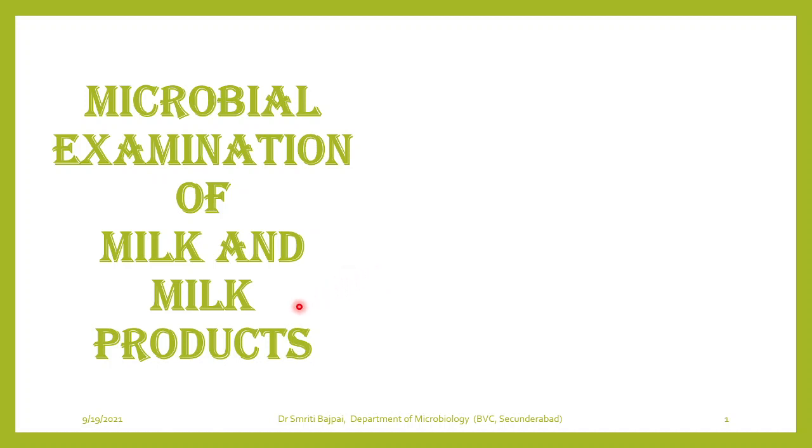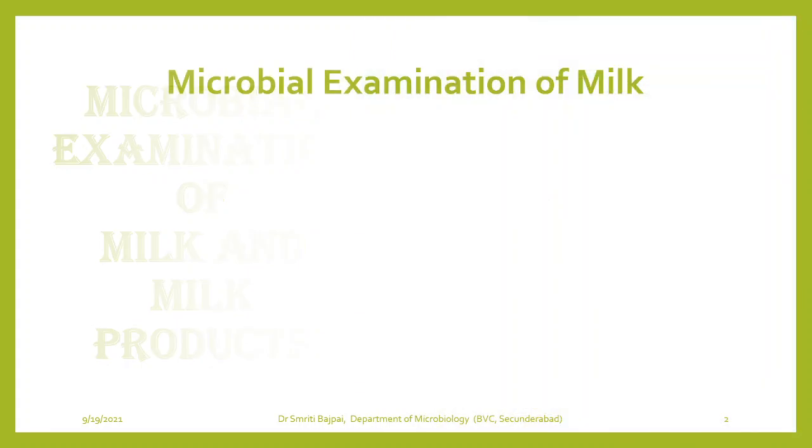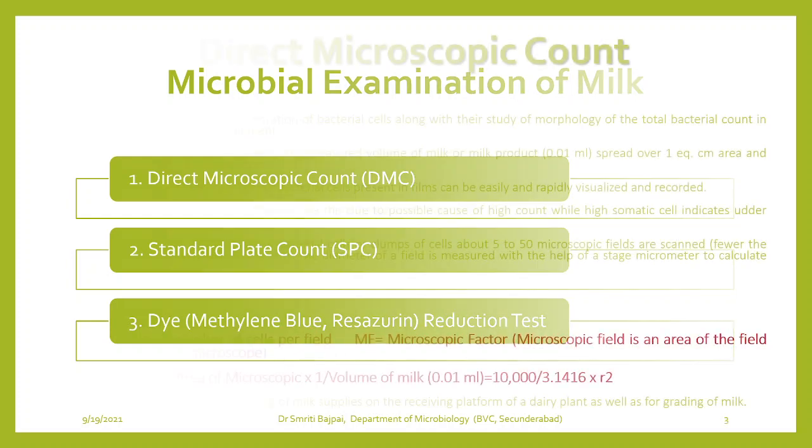Microbial examination of milk and milk products. There are three methods: direct microscopic count, standard plate count, and dye reduction test. Two dyes we will use: methylene blue and Resazurin.